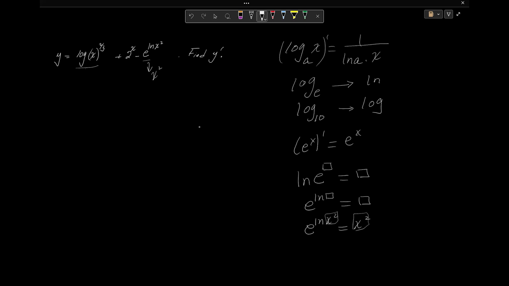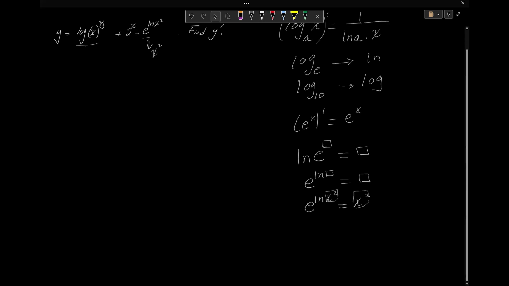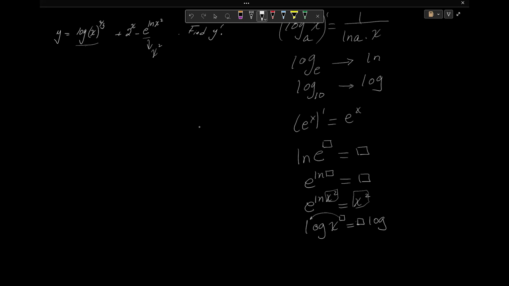But how about this? Again, tapping back into our algebra, we should know that the log or the ln, doesn't matter, of x to a power is the same as, we bring the power to the front, times log x. I'm not taking derivatives, that's just a property of the natural log or the log, okay?